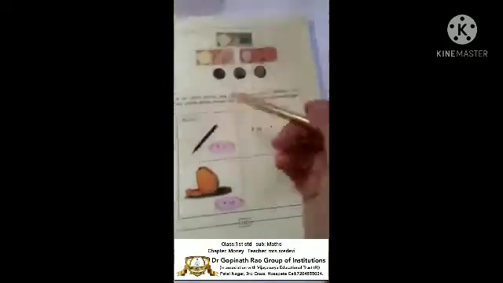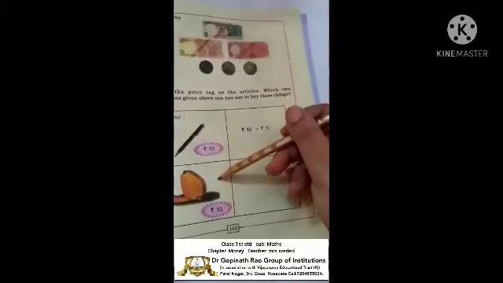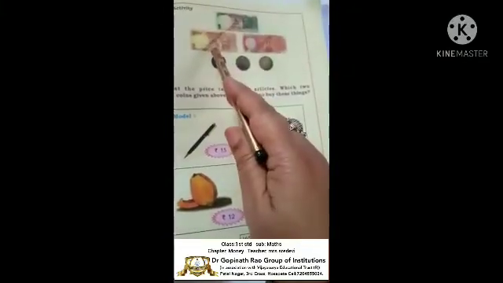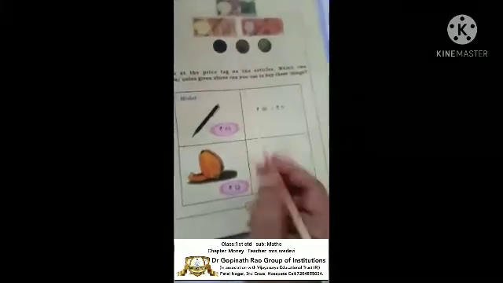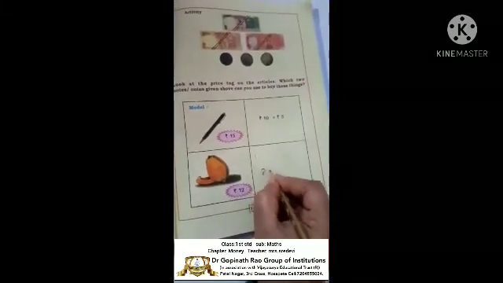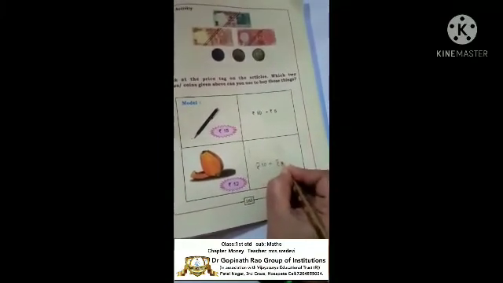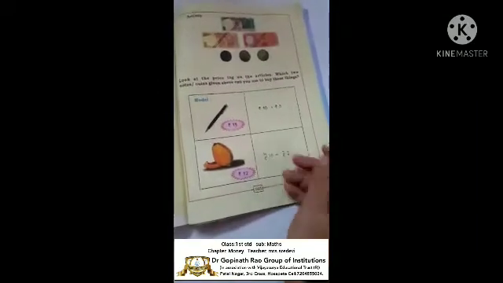Here, this is an example. Here it is a papaya. What is the price of a papaya? Rupees 12. So what can we do? We have to give the amount to the seller. So rupees 12. So I can take rupees 10 plus 2. Okay, rupees 10 plus rupees 2 makes 12. 10 plus 2 is 12.